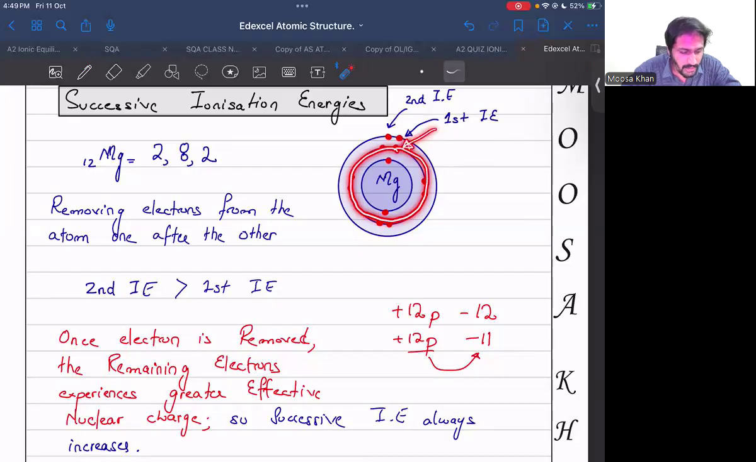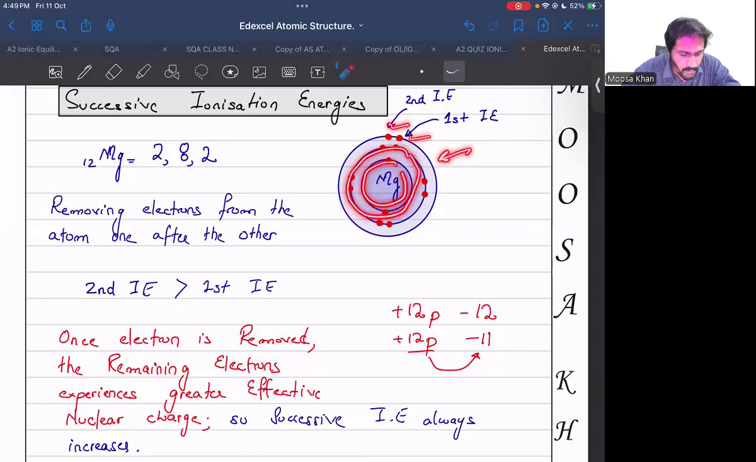It requires a lot of heat energy to be removed because, first of all, it is closer to the nucleus. Secondly, it experiences lesser shielding effect, because when you were removing the first and the second electron, they were present in the third shell, which experiences shielding from the two inner shell electrons.